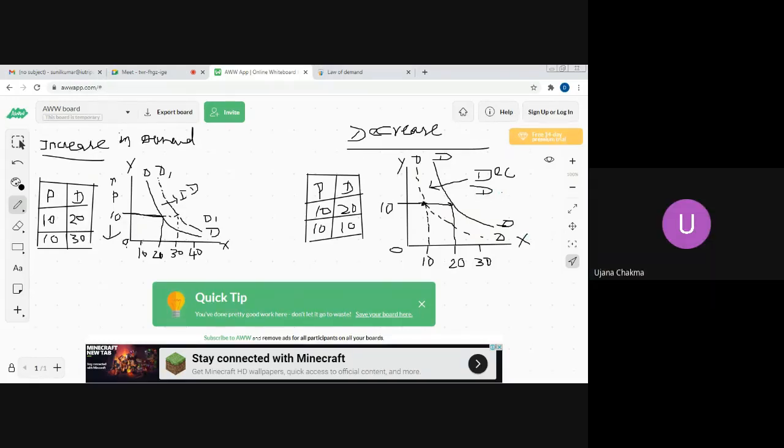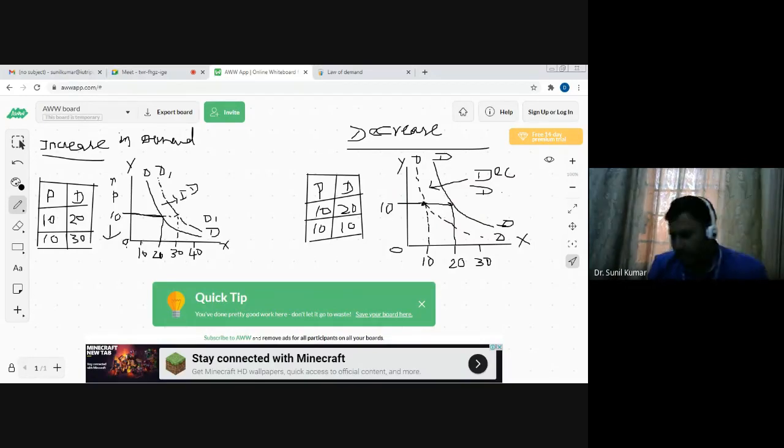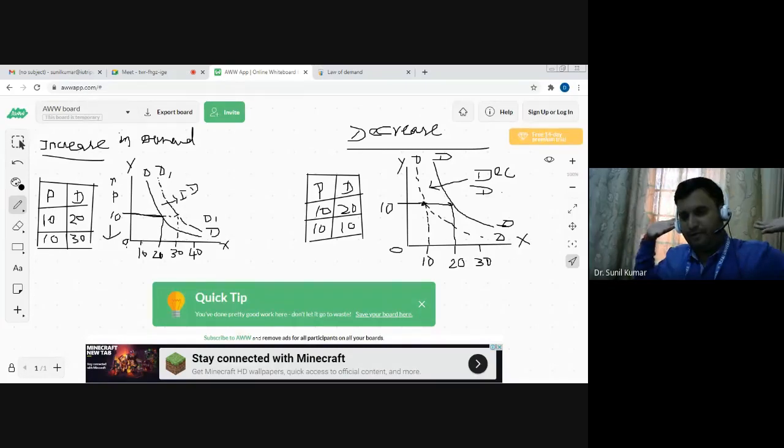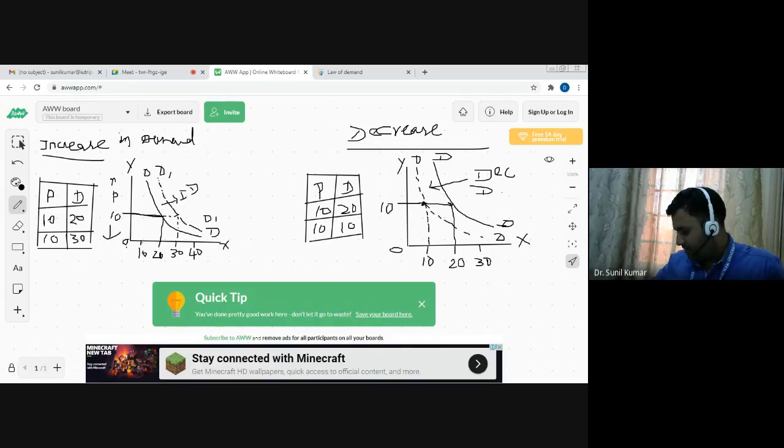Decrease in demand curve. Any doubt? No, sir. Okay, so today we'll study up to here only. Tomorrow's class will be rescheduled to the next day, that means Saturday. Tomorrow I'm not going to take any class, but please attend on Saturday.